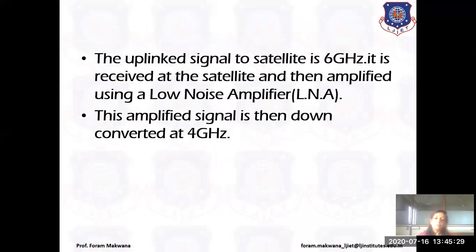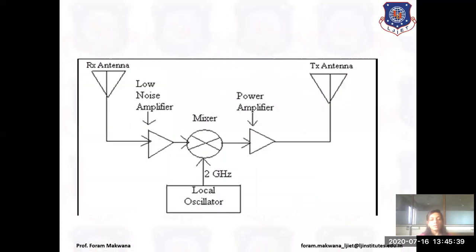So that uplink signal to the satellite is 6 gigahertz and it is received at the satellite and then amplified using the low noise amplifier. You can see over here that my signal frequency is 6 gigahertz, and that 6 gigahertz signal is going to be amplified with the help of the low noise amplifier, and now it is going to be applied to the mixer.